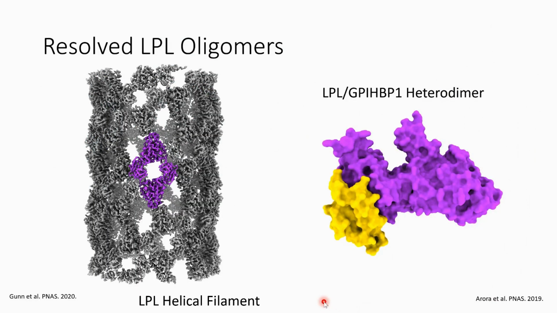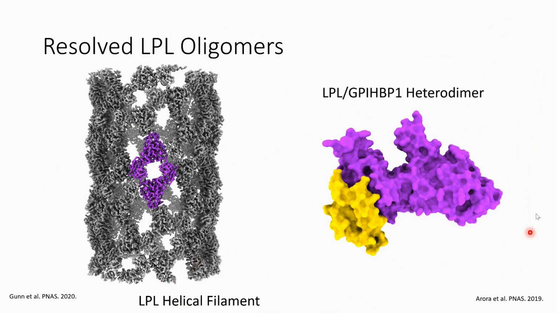And these two structures had certainly turned the LPL structure field on its head, because up until the point where these structures were solved, it had been thought that LPL was active as a dimer and inactive as a monomer. And these were sort of the two states that it had. And with these two structures, that idea was turned on its head.